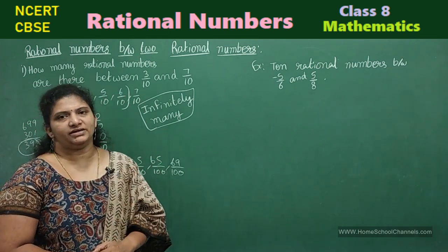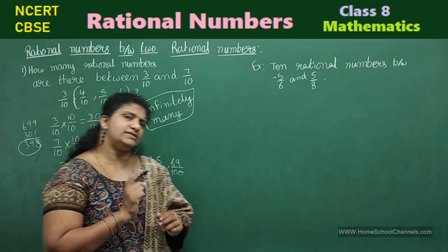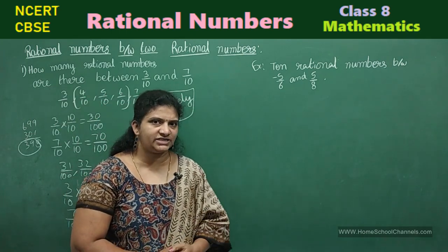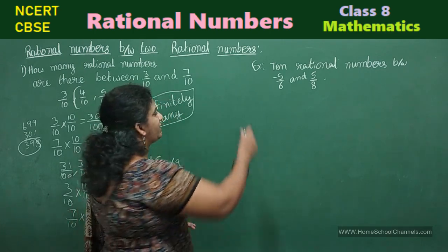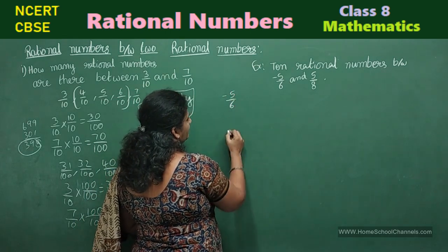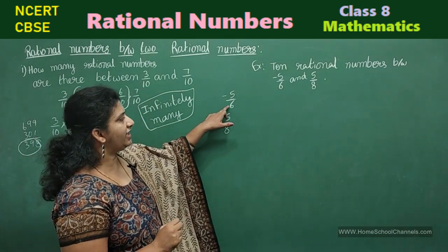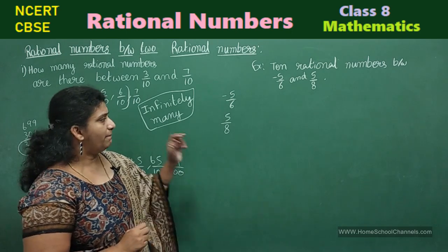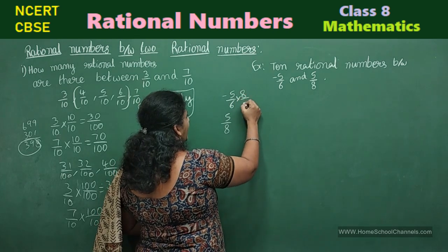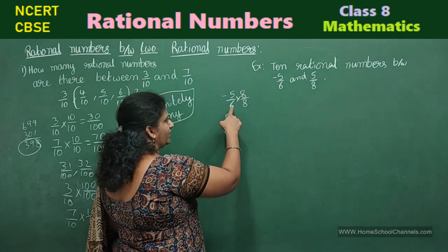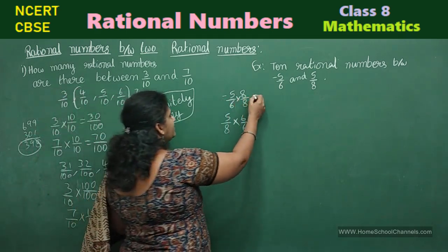Write 10 rational numbers between minus 5 by 6 and 5 by 8. What is the first step you need to remember when you are writing rational numbers? Make sure the denominator is the same for both rational numbers. Minus 5 by 6 and 5 by 8. Here the denominator is 6 and here it is 8. Make them the same. How can you do it? For the 8, I can multiply the numerator and denominator by 8, and for the 6, I will multiply the numerator and denominator by 8.